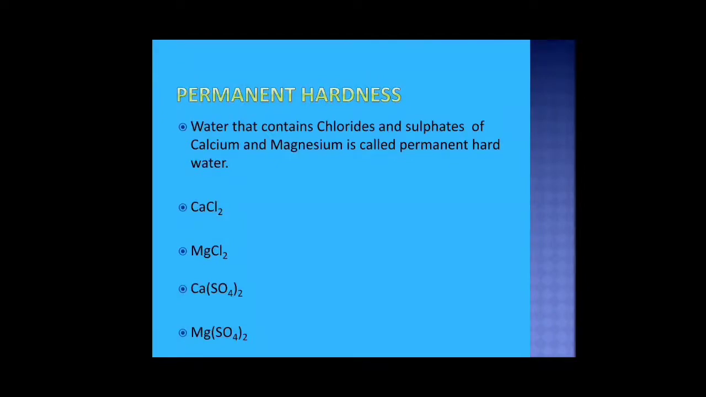So now let's see permanent hardness. What's permanent hardness? Water that contains chlorides and sulfates of calcium and magnesium causes permanent hardness to water. So which are those salts? Calcium chloride, magnesium chloride, calcium sulfate and magnesium sulfate. If we have any of these present in the water, then these salts will cause permanent hardness to water.